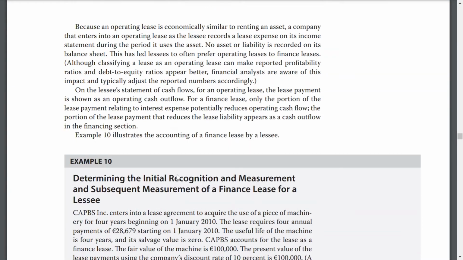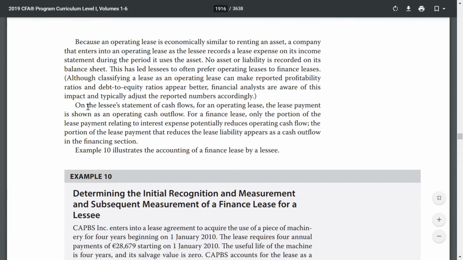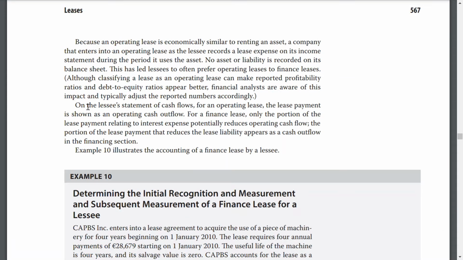Because an operating lease is economically similar to renting an asset, a company that enters into an operating lease as the lessee records the lease expense on its income statement during the period it uses the asset. No asset or liability is recorded on its balance sheet. This has led lessees to often prefer operating leases to finance leases.